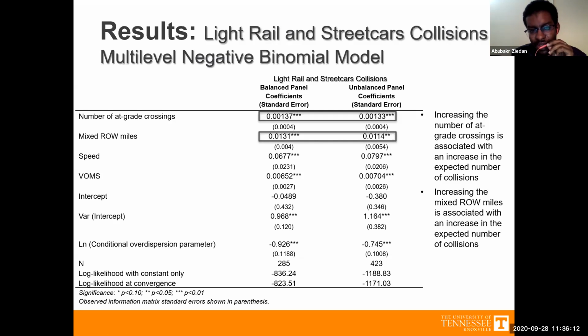And the other thing we see here, the results for the balanced panel model and the unbalanced panel look very similar, and we don't see any differences between the balanced and the unbalanced panel.